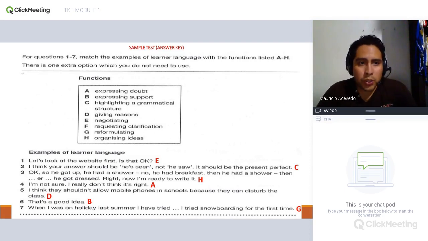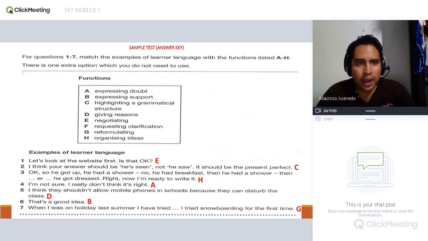Okay, number two, I think your answer should be "he's been," not "he's so." It should be the present perfect. So in this case, it is highlighting a grammatical structure. They are emphasizing the use of present perfect. Number three, okay, so he got up, he had breakfast, then he had a shower, then he got dressed, right? "Now I'm ready to write it," and so on. So he's organizing ideas, right? What he's going to write, but he's organizing those ideas.